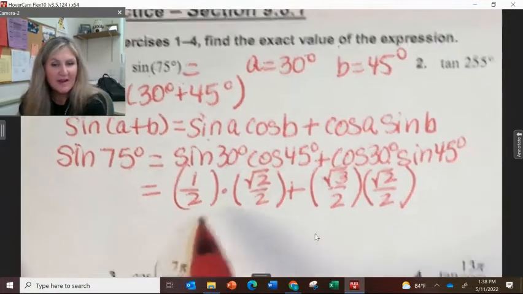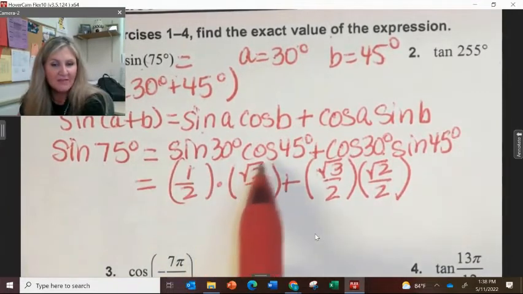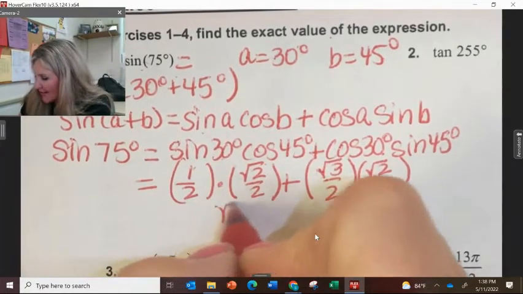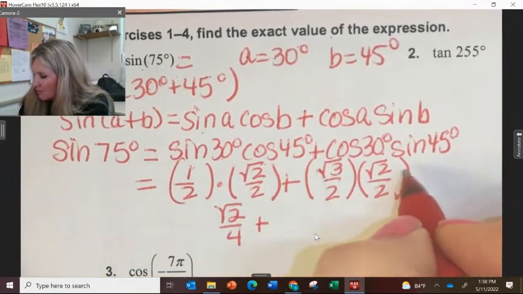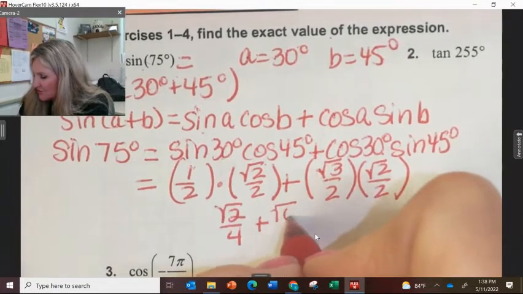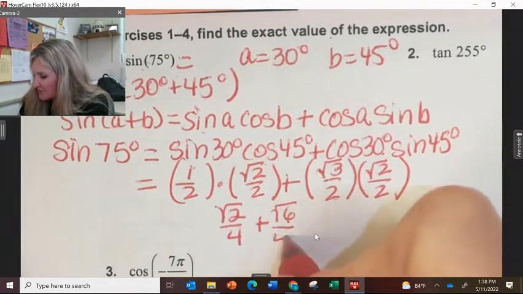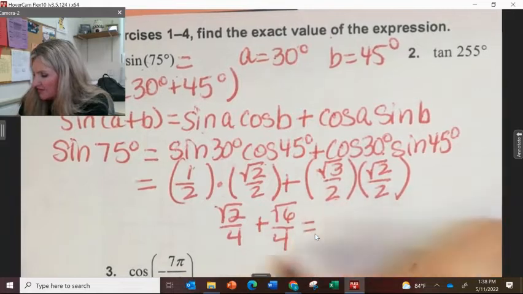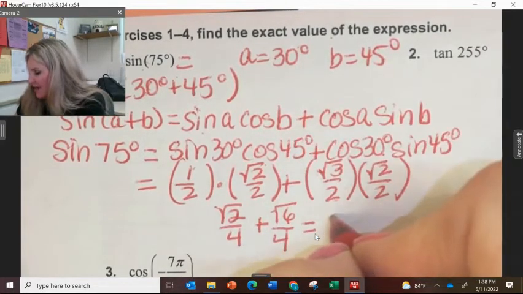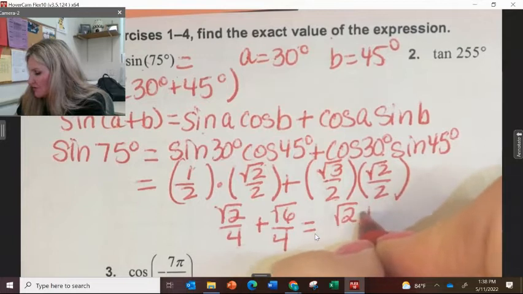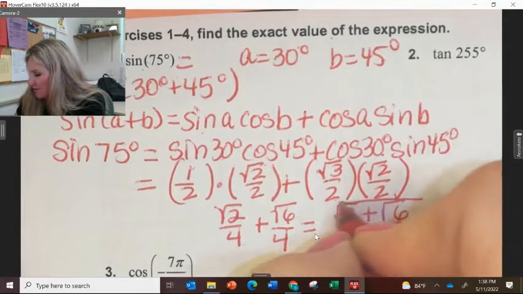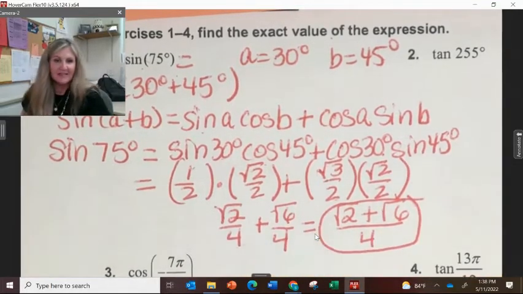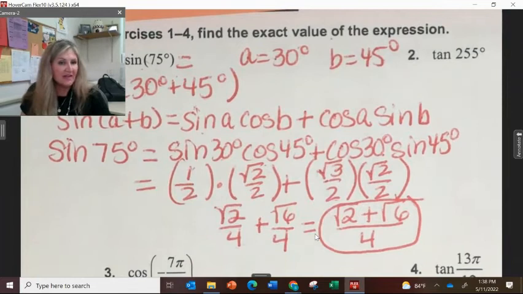Okay? And now I'm just going to simplify. 1/2 times radical 2 over 2 is radical 2 over 4 plus radical 3 times radical 2 is radical 6, and 2 times 2 is 4. Because I have a common denominator, I can rewrite this as radical 2 plus radical 6 all divided by 4. That is the exact answer for the sine of 75 degrees.